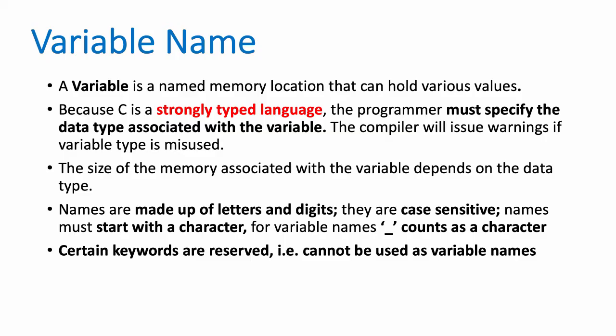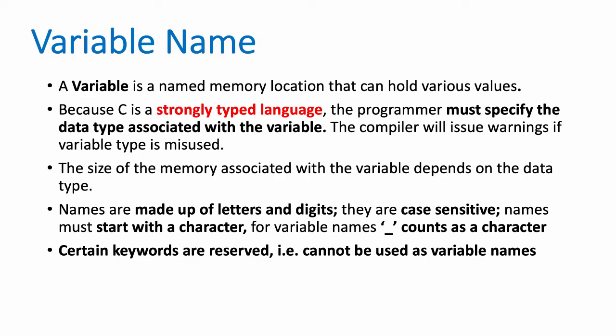So let's talk about variable names in C. A variable is just a named memory location that can hold values and that you can use in your program. Now because C is a strongly typed language, each variable must be associated with a type. When you declare a variable name, you also must specify the type of that variable. The size of the memory that's allocated when you create a variable depends on the variable type.